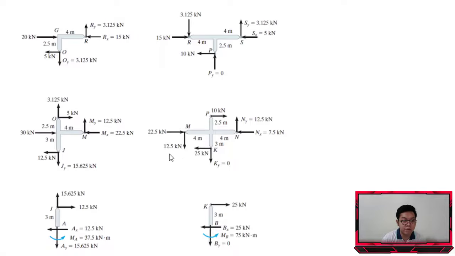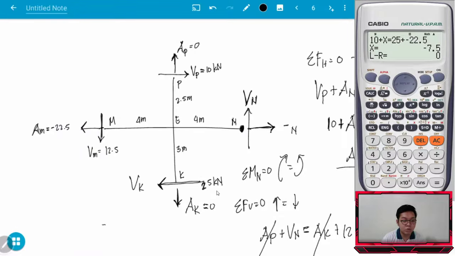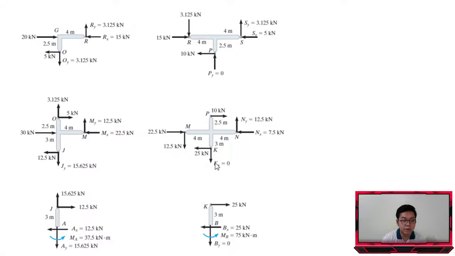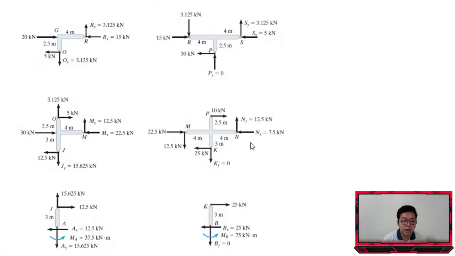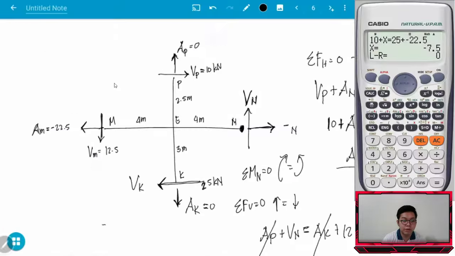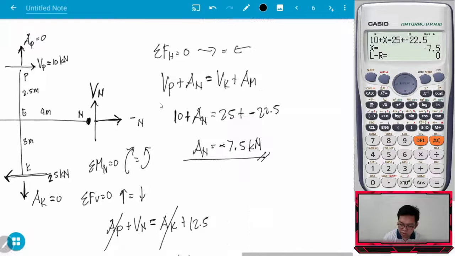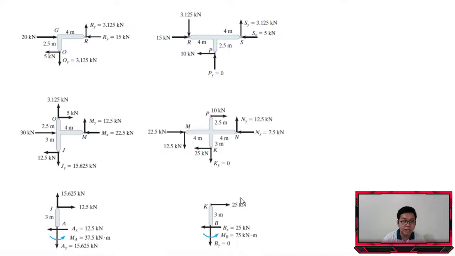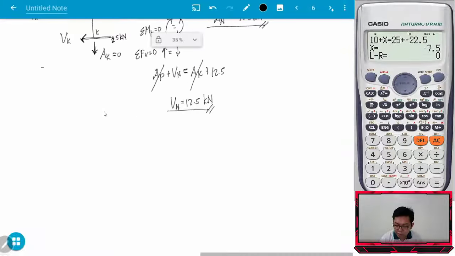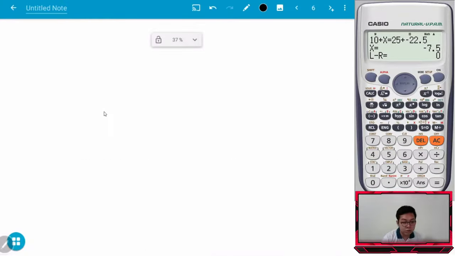I think same lang tayo ng sagot, no? 12.5 din sa kanya. 25. So, 25 din. KY is 0. AK natin is 0. Tama. I think tapos yung NY niya is 12.5, 7.5 yung sa atin. Tama, 12.5 at saka 7.5. Okay? So, let's now consider ito, yung nasa ibaba. Kasi we are just interested sa reaction, no? Napakataas na. Tapos reaction lang pala yung hinahanap. So, idodraw ko yung column B. Okay?